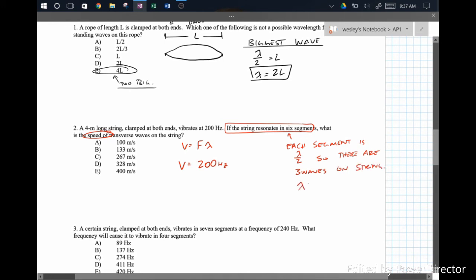If that's the case, there are 3 wavelengths on the 4 meter long string. One wavelength is equal to 4/3, or 1.33 meters. So the velocity is 200 hertz times 1.33 meters. So 1.33 meters times 200 hertz is 267 meters per second.